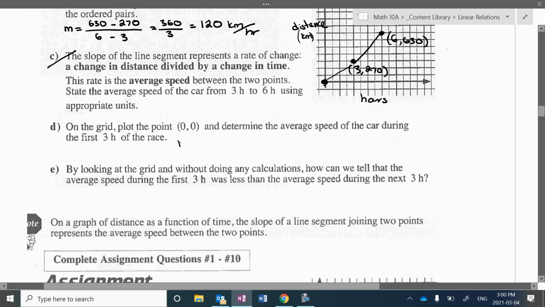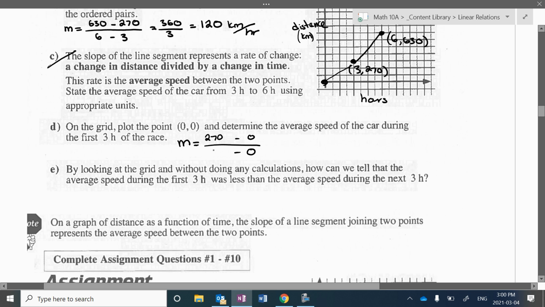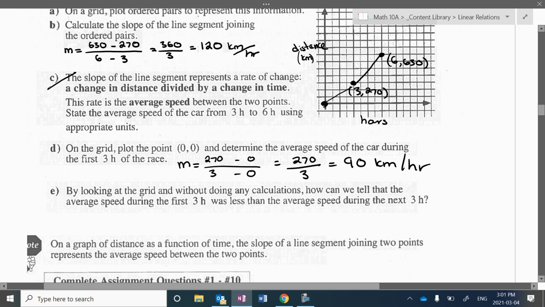So basically, I'm just figuring out our speed again. I can use 0, 0 as my set of points. I'm choosing to put it second just because then I get to deal with positives. Could I put it first? Totally. So then I have 270 over 3, which gives us 90 kilometers per hour. So he's going a little bit slower, and then he speeds up. You can also tell, I knew that this was coming when I just randomly drew my points, but your slope won't be as steep then.